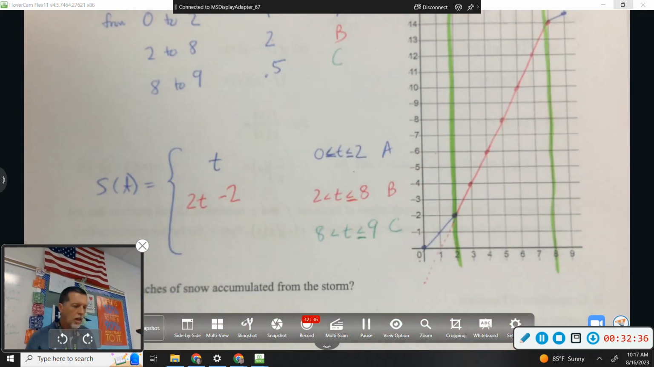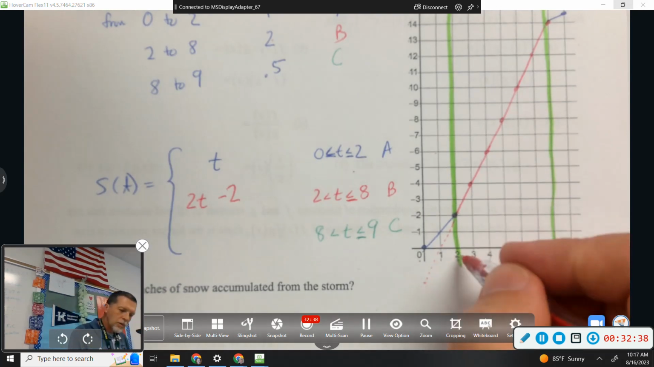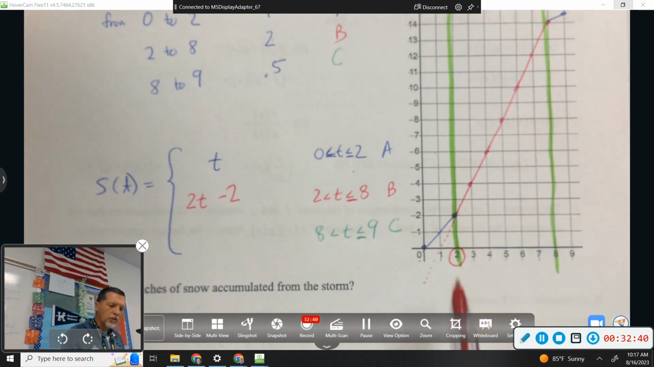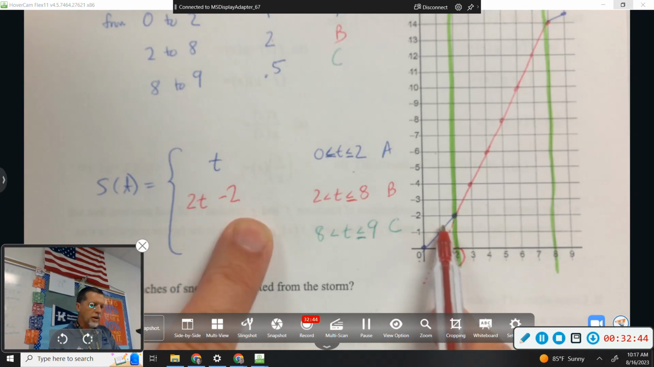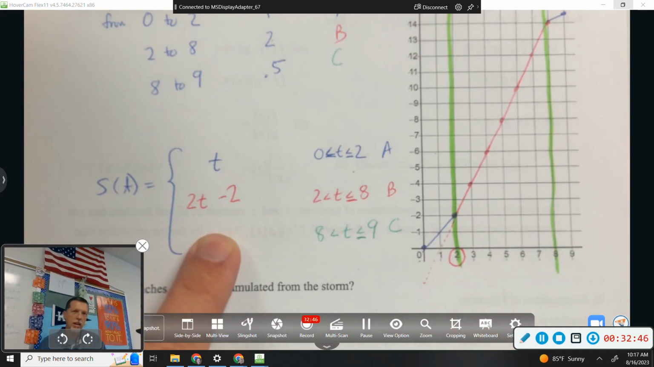Another way to do it would be, well, plug in 2 and make sure you get 2 for an answer. 2t minus 2, 4 minus 2 is 2. So yeah, I feel good about that. Sort of just force it to match up.